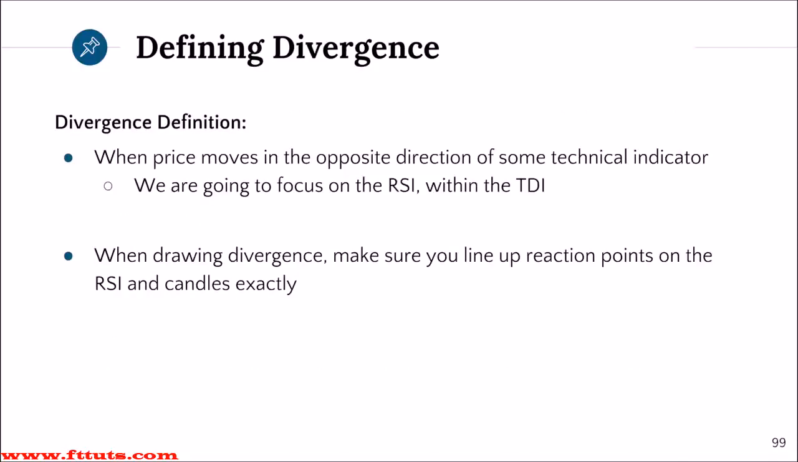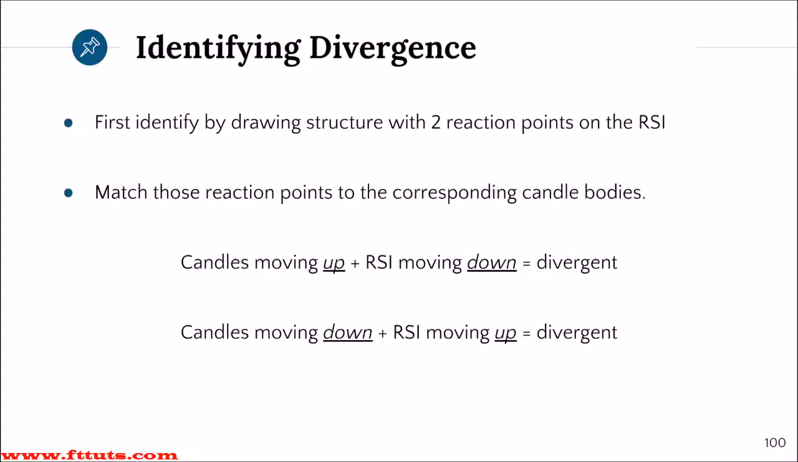Let me explain divergence a little bit more. When price moves in the opposite direction of some technical indicator, we have what's called divergence. We're going to focus on the RSI within the TDI. And when you draw the divergence, you want to line up these reaction points exactly. You cannot be off with your reaction points.